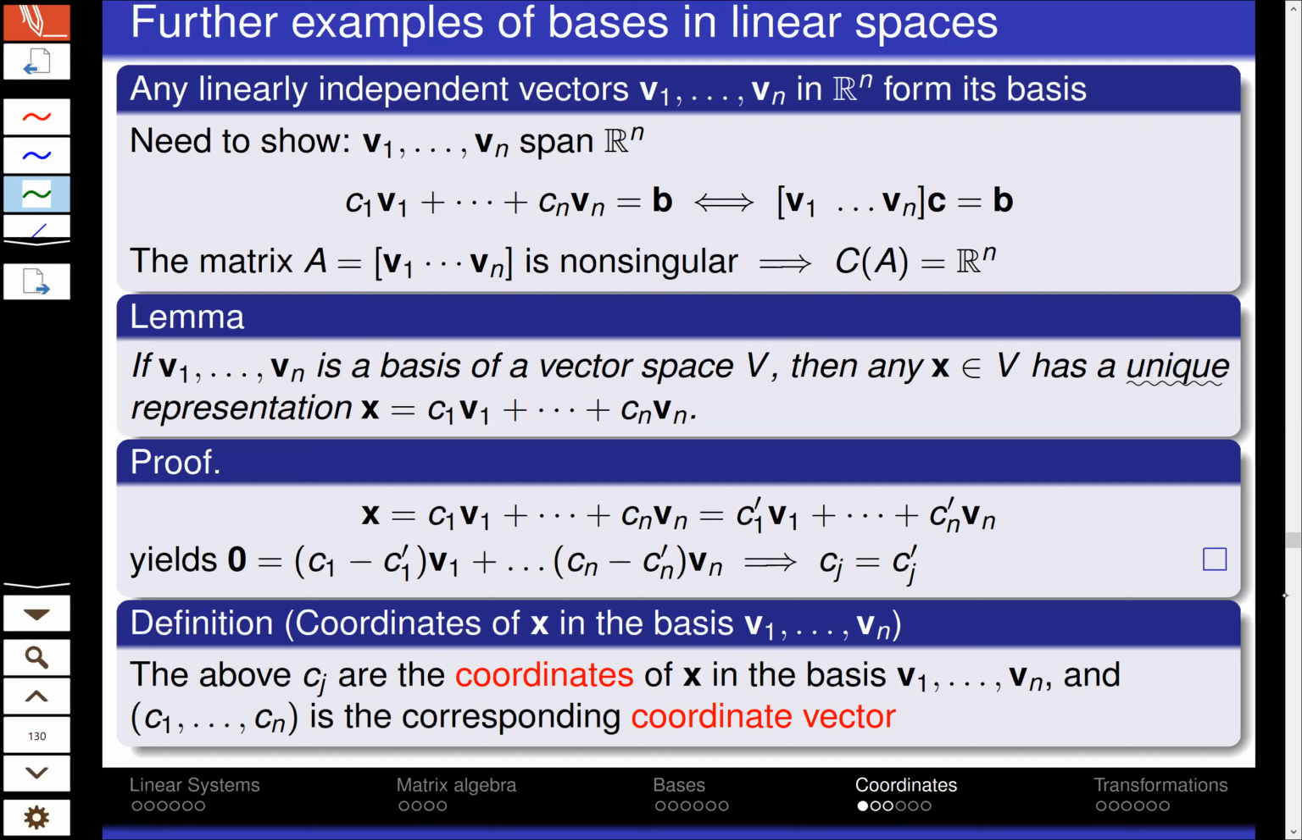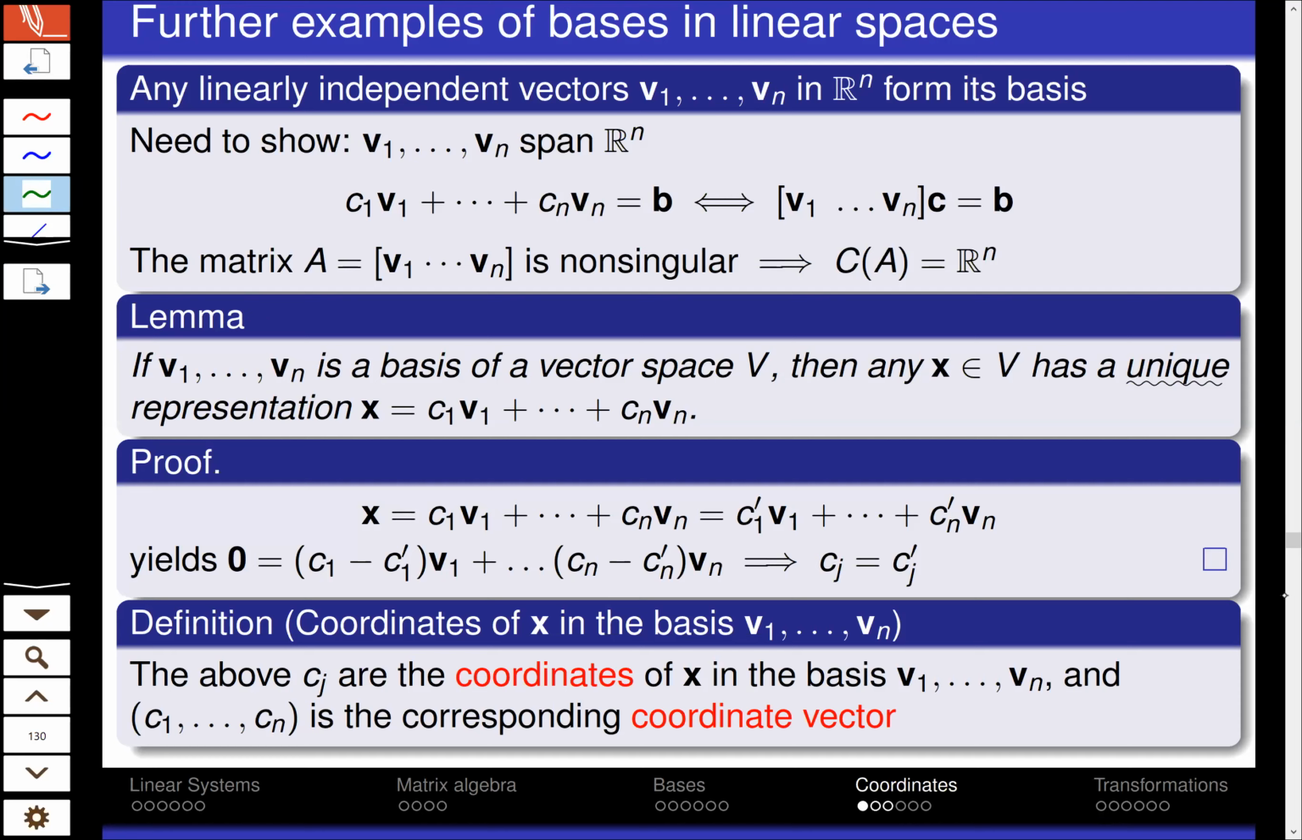Okay, once again, we have a basis V1, V2, Vn of a vector space V. Take any x in this space. Then my claim is that every vector x can be written as a linear combination of these basis vectors. Why? By definition, a basis is a spanning set. Spanning means that linear combinations exhaust the whole V. So for every x, there is at least one linear combination of these basis vectors producing x. The claim is that such a linear combination is unique.